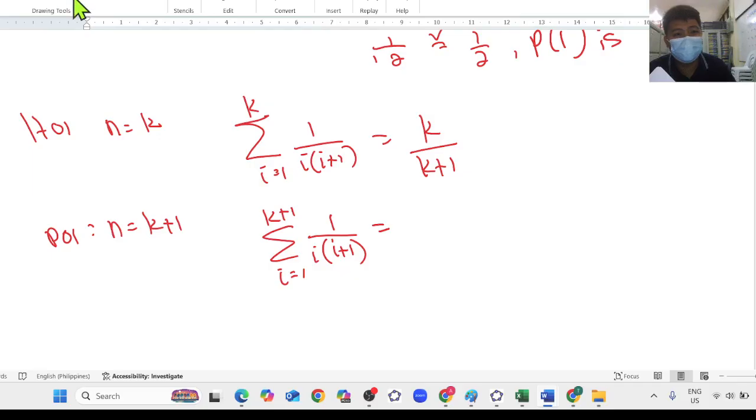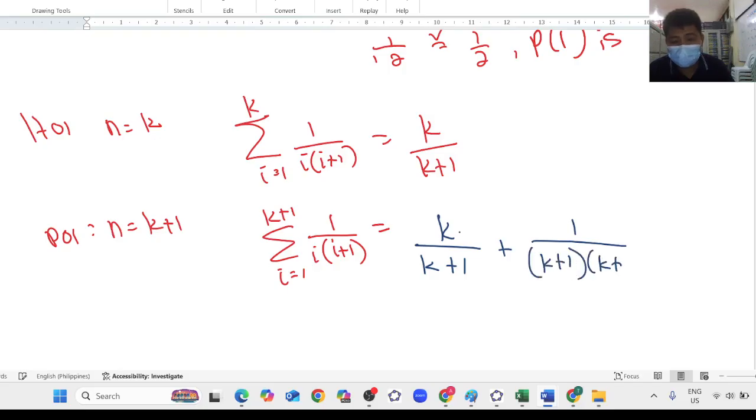So we can rewrite this one, since there is still a k plus 1 term, right? So by hypothesis, we have k over k plus 1 plus the term for k plus 1, which is 1 over k plus 1 times k plus 1 plus 1, so that is k plus 2. And then we need to show that this is k plus 1 over k plus 2.